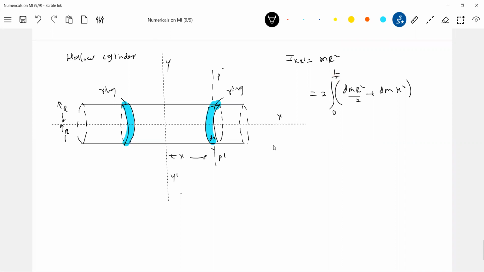Now why 2? Because two rings are there, no? We'll get I dash. Directly I'm writing it because only simple integration is there, need not be very complicated. Why dm r square by 2? Because about pp dash it is. So here dI about pp dash is equal to dm r square by 2. Like that about any axis. Once you know about the major things, you can find out all other things using the parallel axis and perpendicular axis theorems. Okay, this is about the ring.